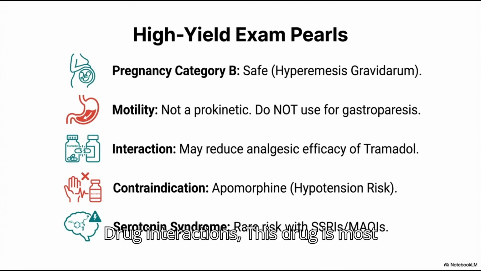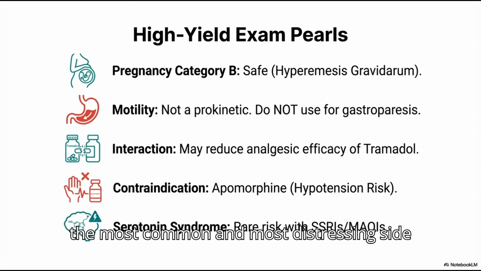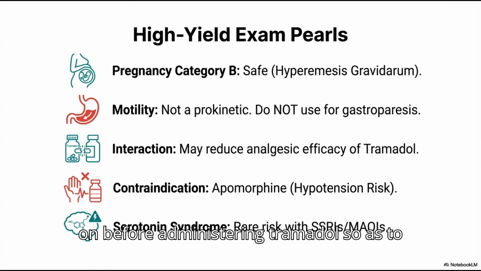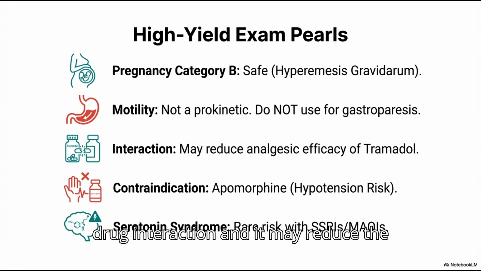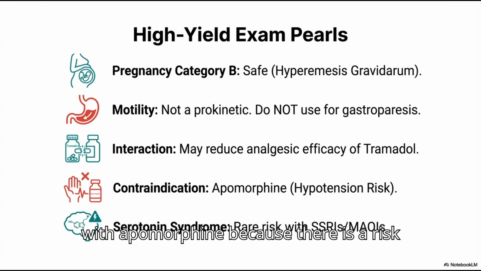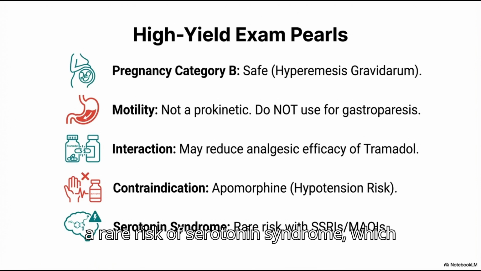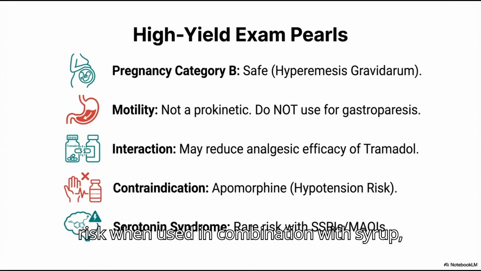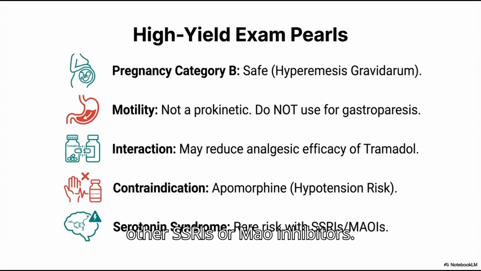In drug interactions, this drug is most commonly given with tramadol because tramadol has a risk of vomiting. That's the most common and most distressing side effect of tramadol. And we give ondansetron before administering tramadol so as to reduce the side effect. But there is a drug interaction and it may reduce the analgesic efficacy of tramadol. Contraindications: it should not be given with apomorphine because there is a risk of hypotension. Serotonin syndrome is a rare risk, more of a theoretical risk, when used in combination with other SSRIs or MAO inhibitors.